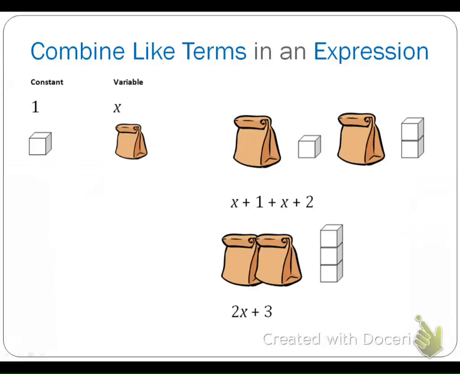So in your expression of x plus 1 plus x plus 2, we can represent that expression with the pictures of a bag and a block and a bag and 2 blocks. When we combine our like terms, we're combining our variable terms together and our constants together. So it's like putting the 2 bags together, our variable terms, so that would be 2 x's or 2 bags, plus, and we combine our constants together, 3 blocks.